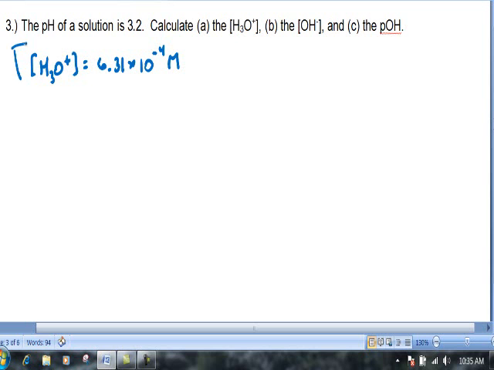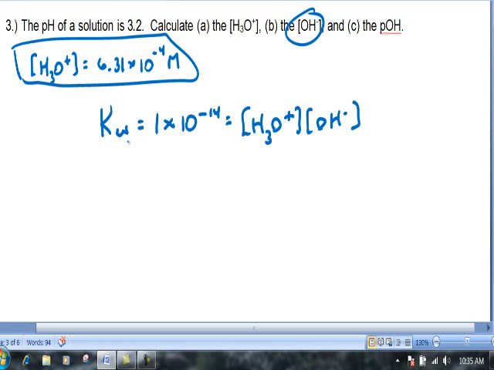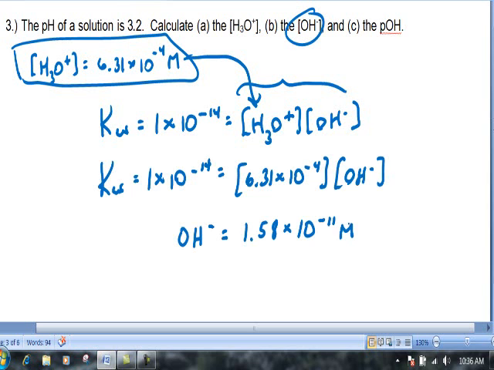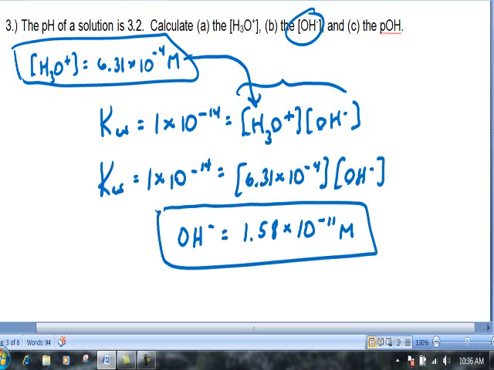Now that we know our hydronium concentration, we can readily calculate the hydroxide concentration. Because again, the water constant, 1 times 10 to the negative 14th, always is equal to the hydronium times the hydroxide concentrations. We can take our hydronium concentration, insert it for the hydronium, and solve for the hydroxide. Solving for the hydroxide concentration, we find the hydroxide to be 1.58 times 10 to the negative 11th molar.